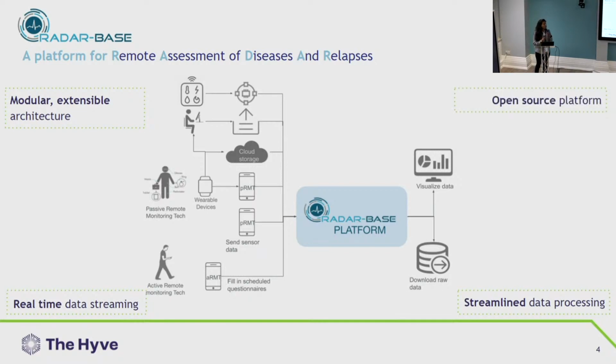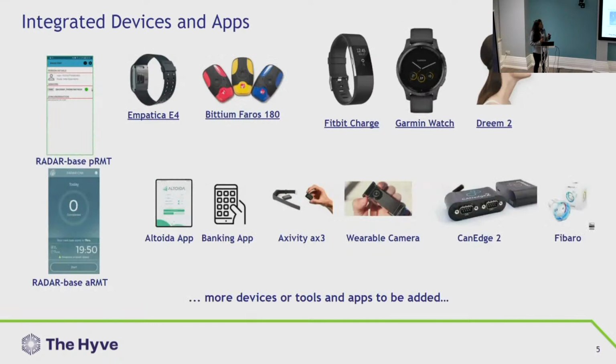And of course, it's an open source platform, and we also try to use open source technologies as much as possible, so it still remains open source, and we can apply this to as many applications as possible. So here you can see some of the selected devices and apps that are already integrated in the platform. As I mentioned, in RADAR-base we have two apps, the PRMT app and the ARMT app, and it also supports Empatica, Pluto and Pharos, which are more medical-grade devices which send really high-resolution raw data to the platform, but also devices like Fitbit and Garmin, which are consumer based, and we can get the data from the cloud.